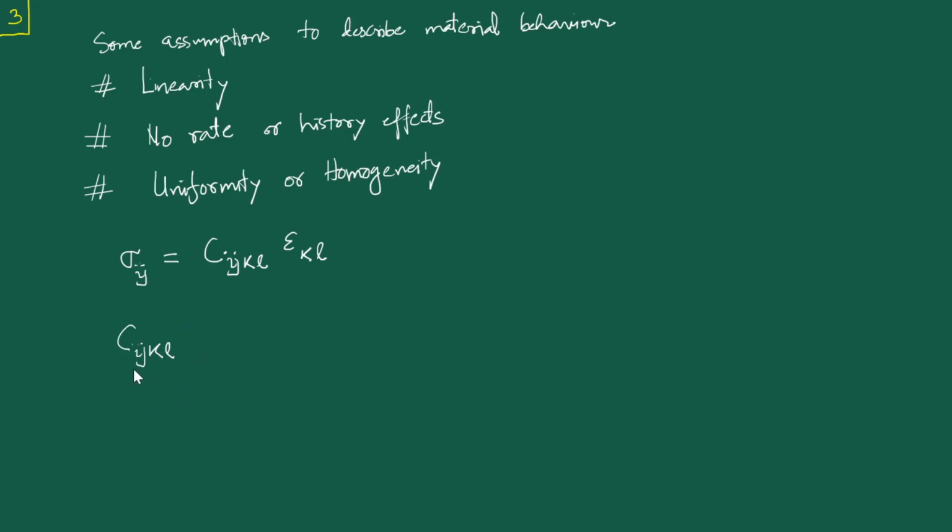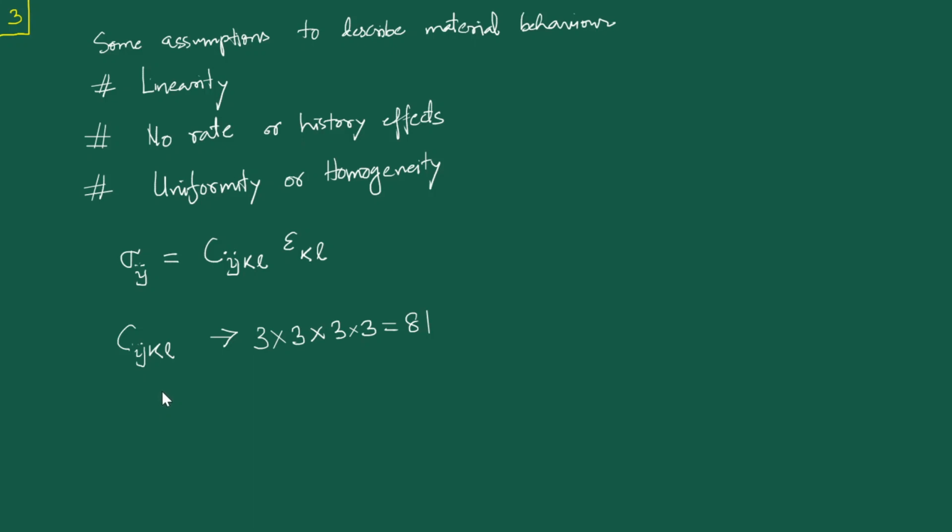Now we have these four indices in the subscript. Because each of these indices goes over three numbers 1, 2, 3, in total we'll have 3 into 3 into 3 into 3, so in total 81. 81 different components of this fourth order tensor, and that is true for any fourth order tensor.